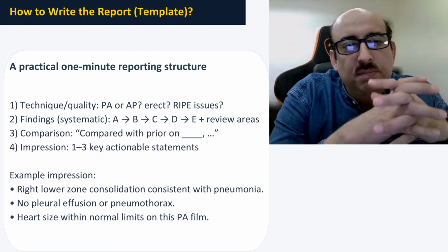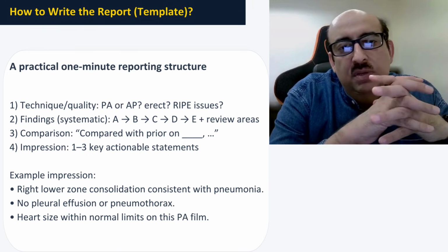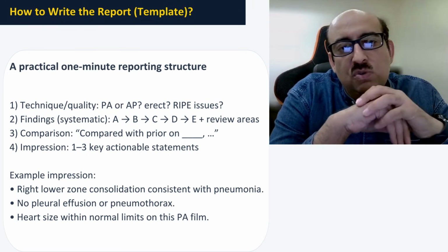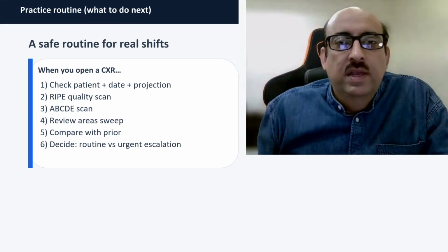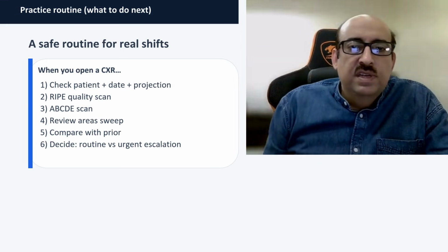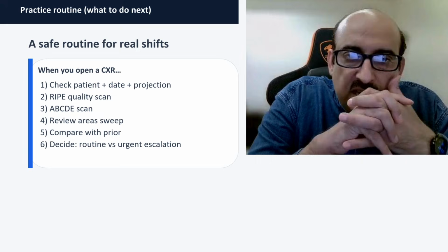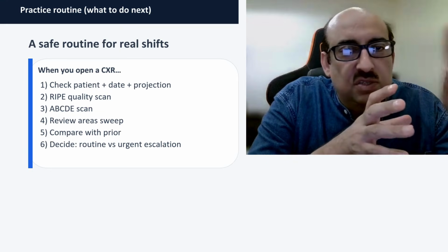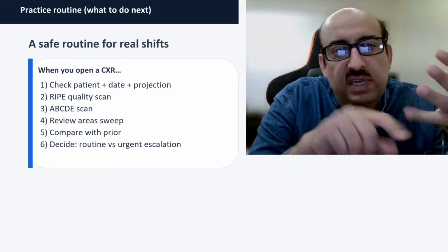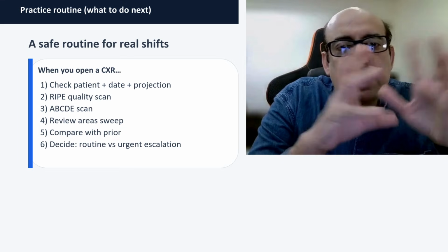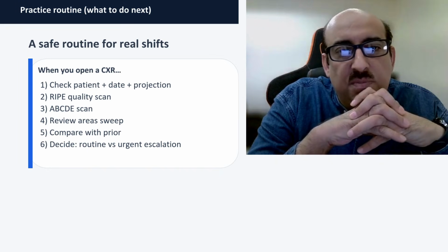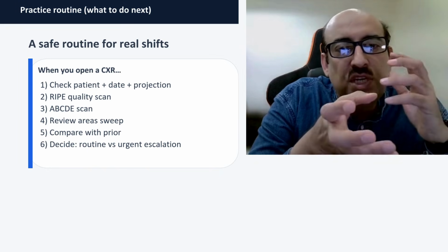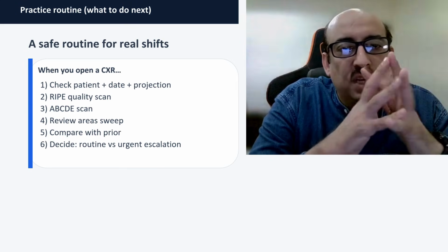So a typical example, you can come up with a statement like this: right lower zone consolidation consistent with pneumonia, no pleural effusion or pneumothorax, heart size within normal limits on this PA film. And the last slide, just some final tips. I'm not going to go through everything again, but when you open a chest x-ray, just go through the same routine: patient details, RIPE, ABCDE, review areas or missed areas, and comparison with prior x-rays, and whether it's routine or urgent escalation. So this is your take-home message.